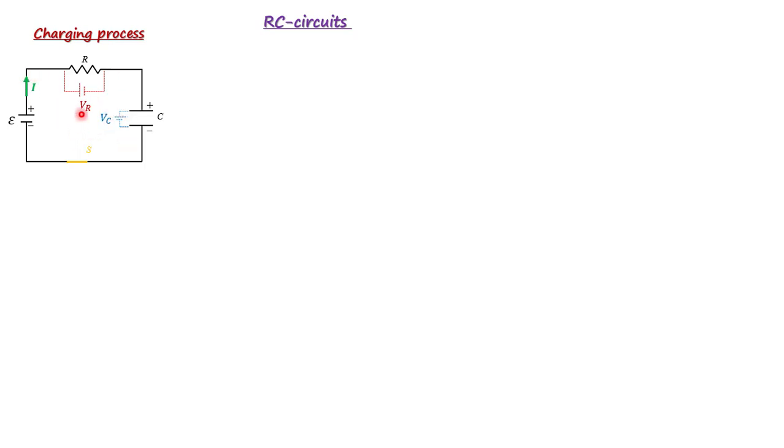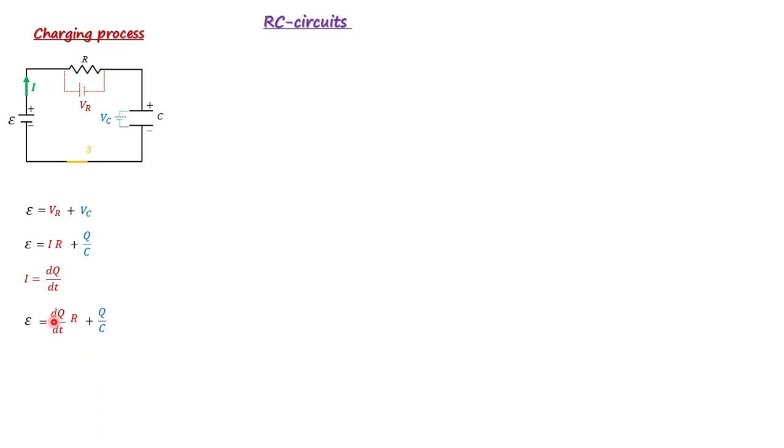So when they are in series, we can express epsilon as the sum of these two potentials, VR plus VC, and VR is I times R, and VC is Q over C, and we know that the current is the rate of change of charge, that's dQ over dt. It's positive because the amount of charge on the plate of the capacitor is increasing. Then epsilon can be expressed as I times R, which is dQ over dt times R, plus Q over C.